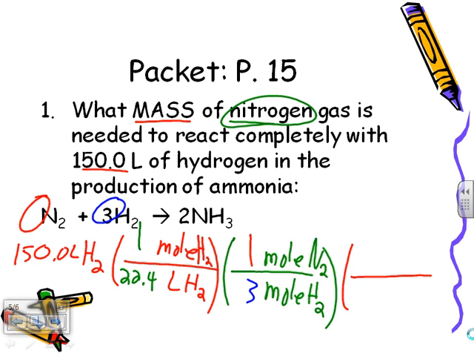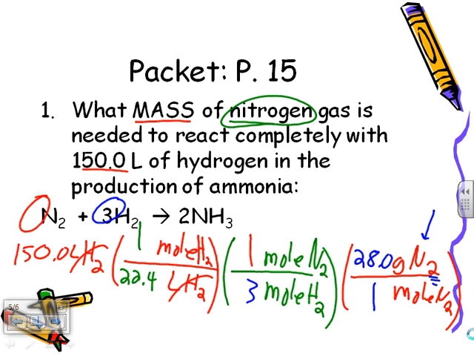And our last setup, mole of N2 goes in the denominator. We are looking for grams of N2. By definition, 1 mole of N2 is equal to the molar mass of N2. Remember, this is N2, so we have to take the molar mass of nitrogen, which is 14.0, and multiply it by 2. So we'll get 28.0 as the molar mass for our nitrogen.